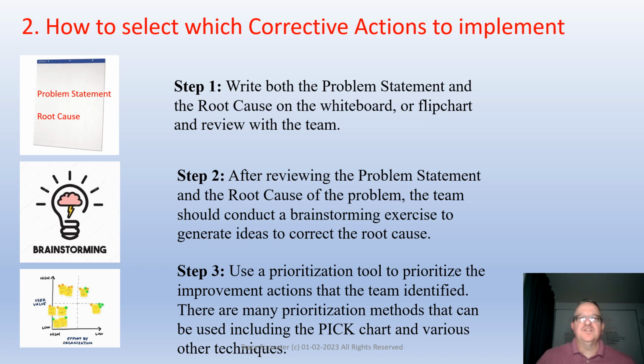How to select which corrective actions to implement. Step 1. Write both the problem statement and the root cause on the whiteboard or the flip chart and review them with the team. Step 2. After reviewing the problem statement and root cause of the problem, the team should conduct a brainstorming exercise to generate ideas about how to correct the root cause. And step 3, use a prioritization tool to prioritize the improvement actions that the team identified. There are many different types of prioritization methods that can be used, including the PICK chart and various other techniques.